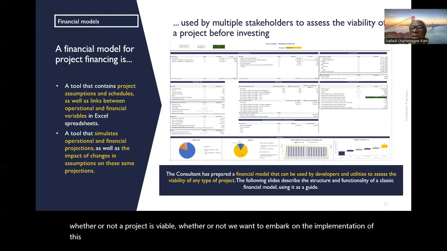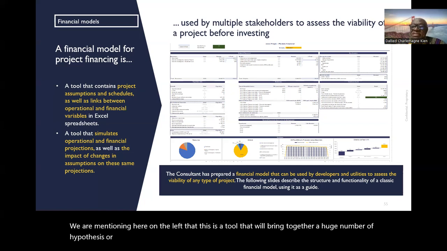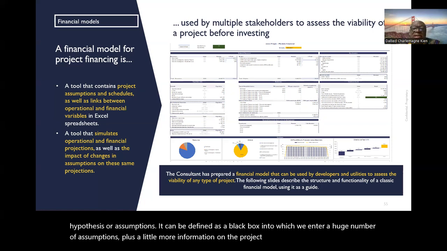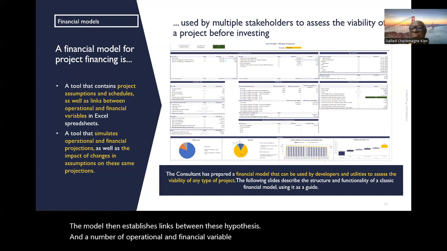As a result, we are mentioning here on the left that this is a tool that will bring together a huge number of hypotheses or assumptions. It can be defined as a black box into which we enter a huge number of assumptions plus a little more information on the project timing and our calendar. The model then establishes links between these hypotheses and a number of operational and financial variables in various spreadsheets, which I will present in the next video.